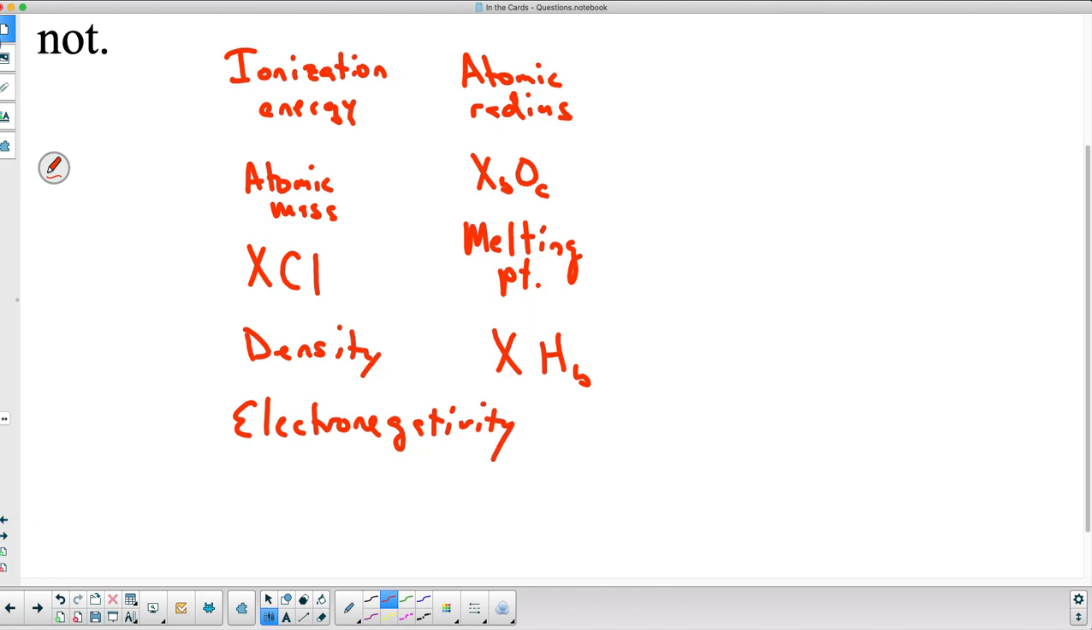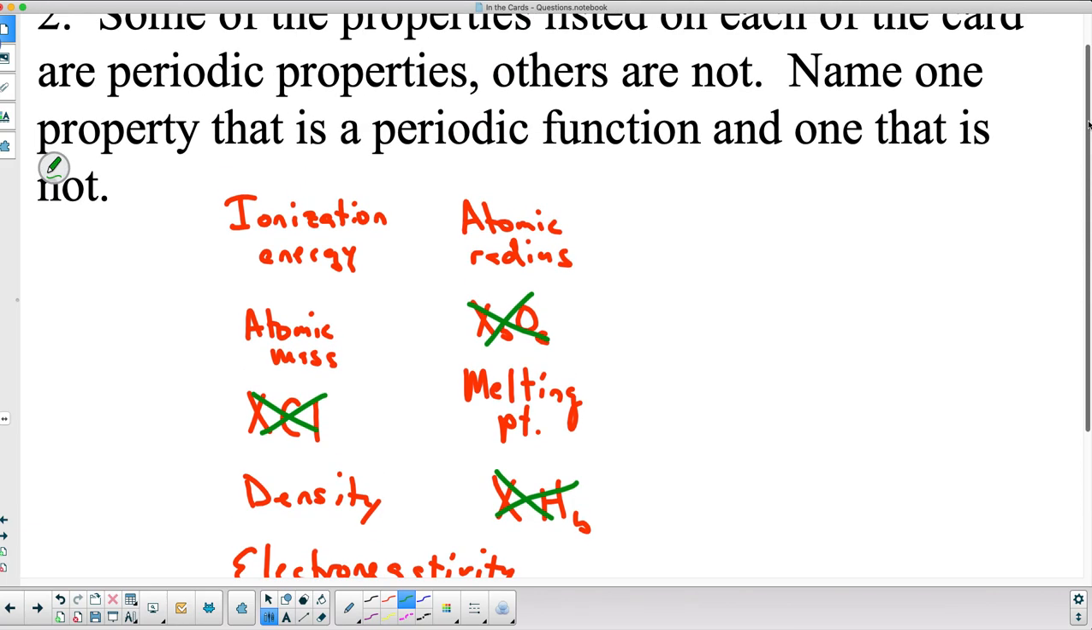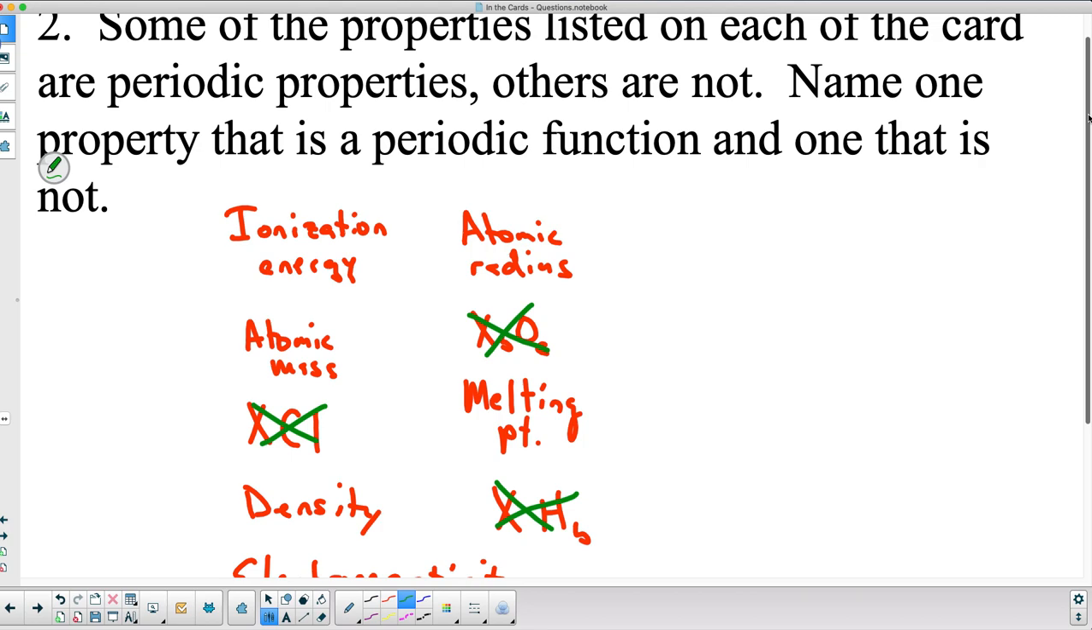It's a long word. Okay, so of these 9 properties, this one is a formula, that's a formula, and that's a formula, so we can't use them. Those are not numeric properties. Ionization energy, atomic mass, density, electronegativity, atomic radius, and melting point are the 6 that are numeric properties. 2 of them are not periodic properties. A periodic property is a property that keeps repeating. The ones that do not show a strong repeating pattern are melting point and density.